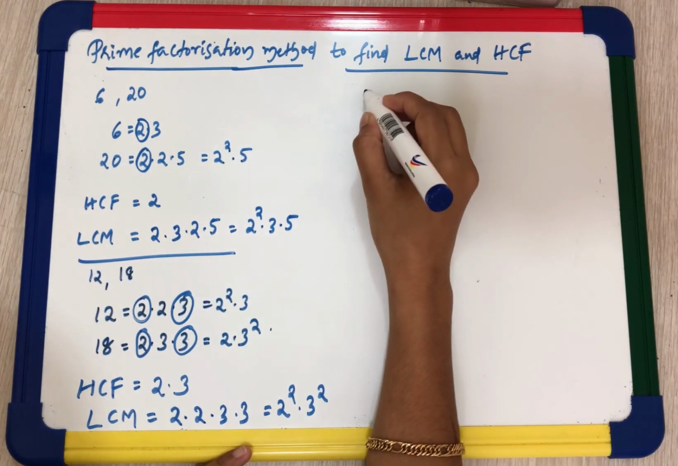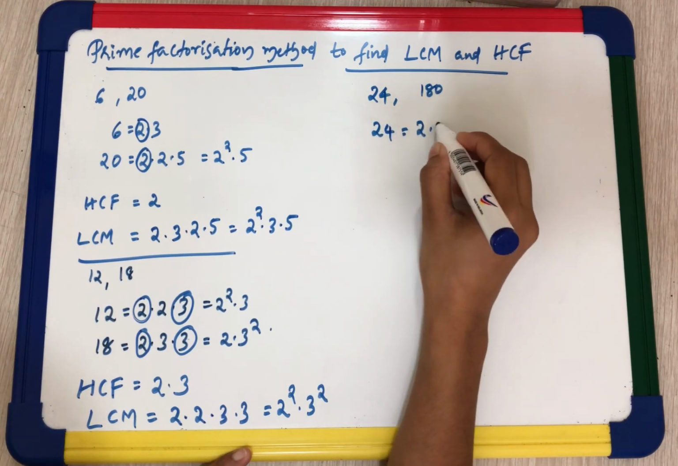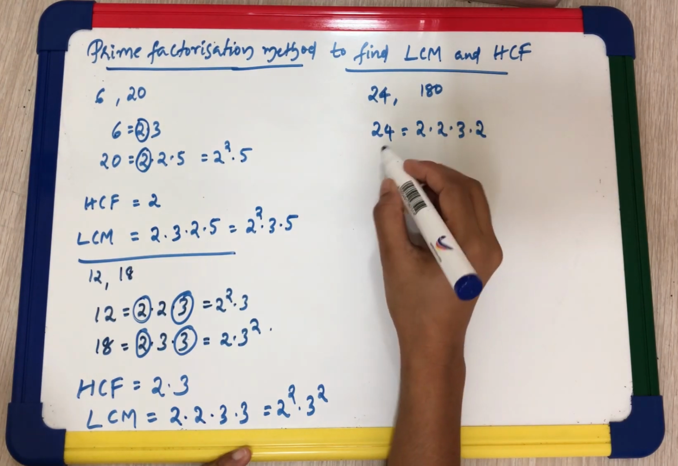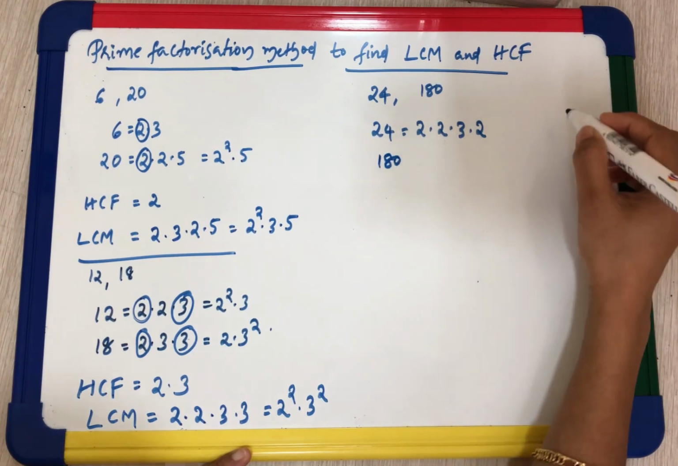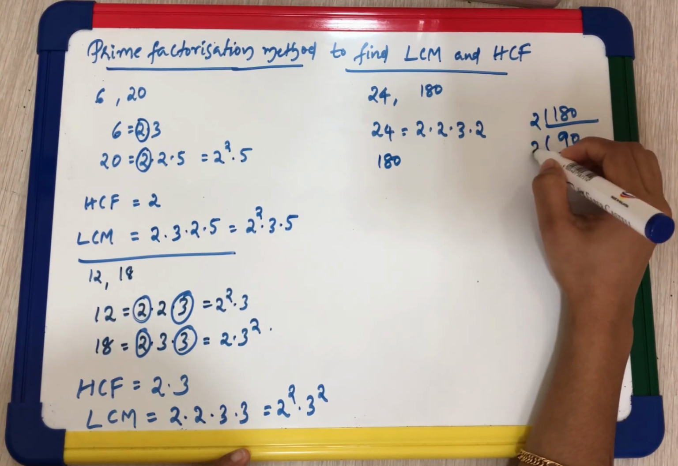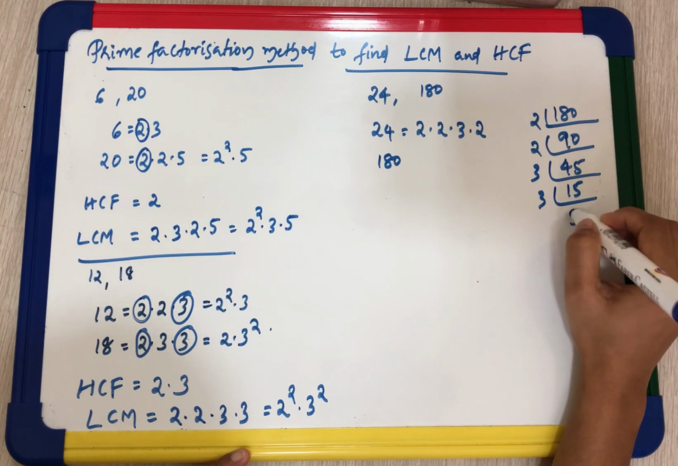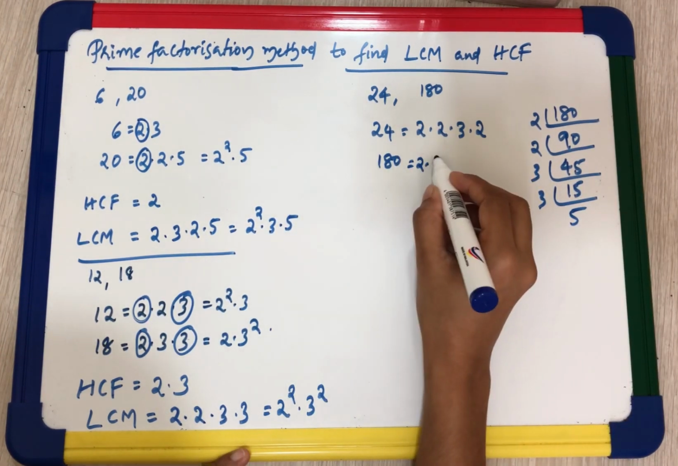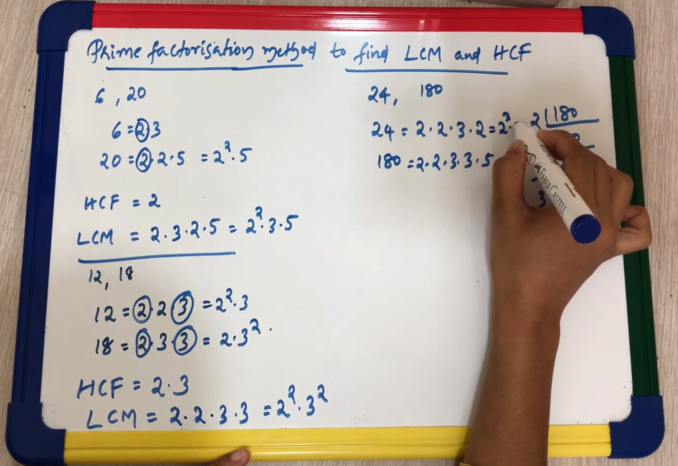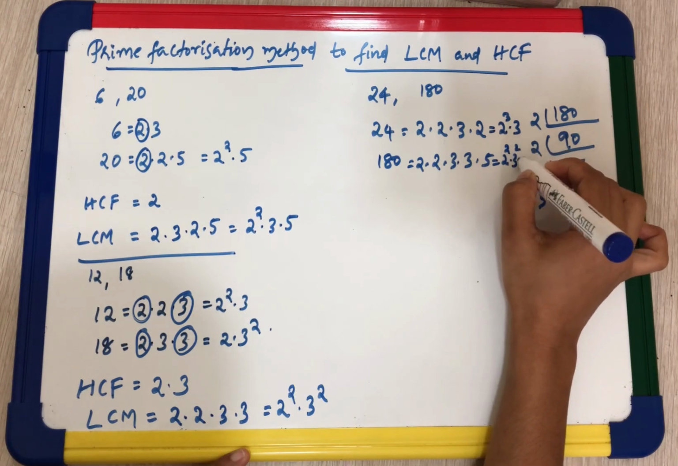Find the HCF and LCM of 24 and 180. Prime factorization of 24 is 2 into 2 into 2 into 3. And prime factorization of 180: we can check, the least prime factor is 2, 180 divided by 2 is 90. Again 2, 45. Again 3, 15. Again 3, 5. Therefore, the prime factorization is 2 into 2 into 3 into 3 into 5. Here 24 is equal to 2 cube into 3, and 180 is equal to 2 square into 3 square into 5.